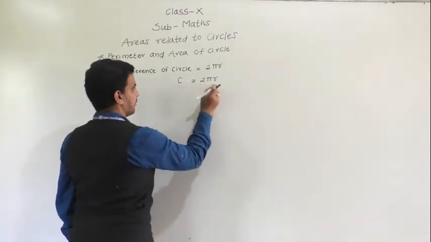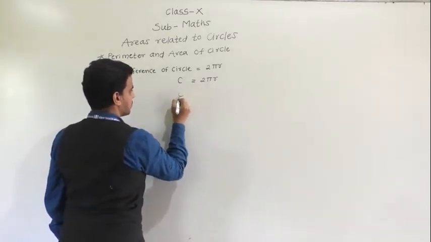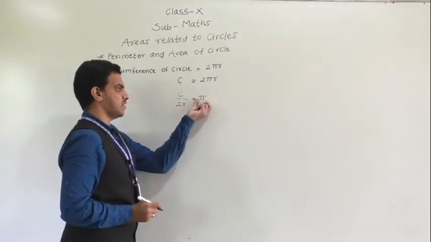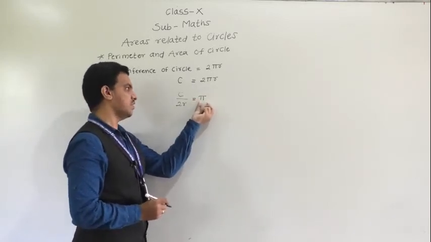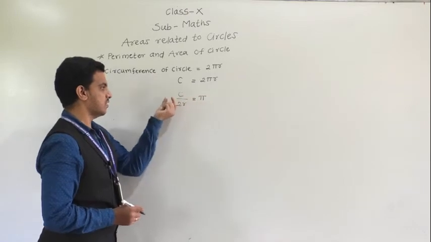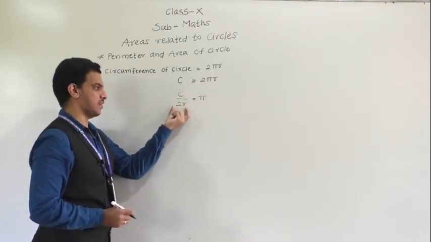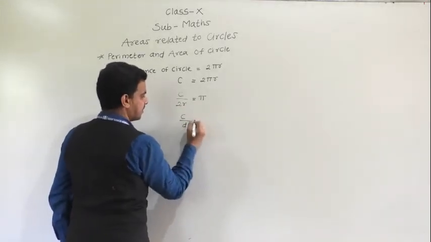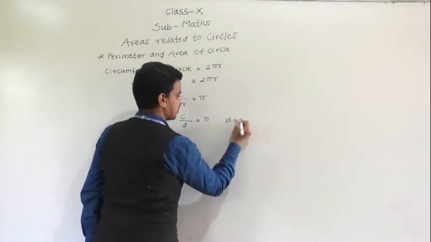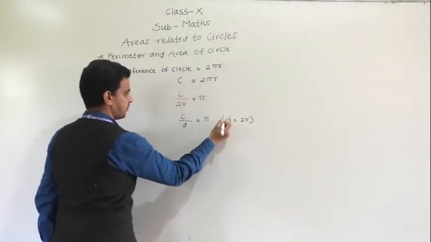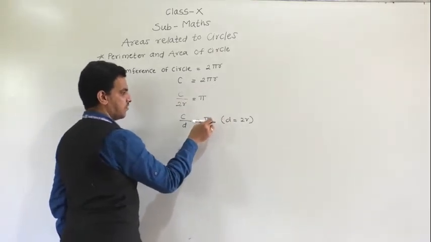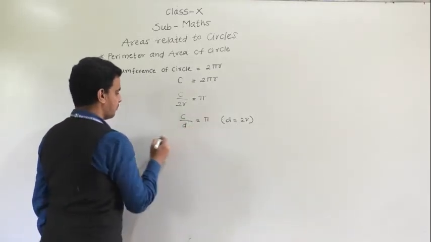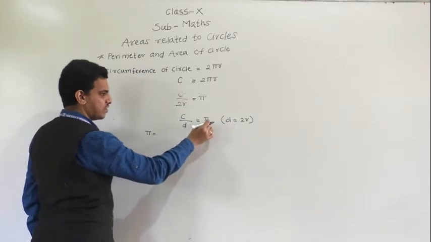If we take the 2r to this side, C divided by 2r is equal to pi. Pi is a constant quantity, and we can define it as the ratio of circumference and diameter. 2r means diameter, we can write it as d, so d is equal to 2r. So this constant pi is defined as the ratio of circumference and diameter.